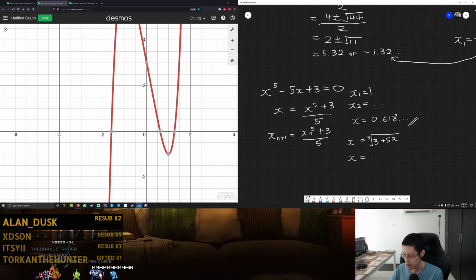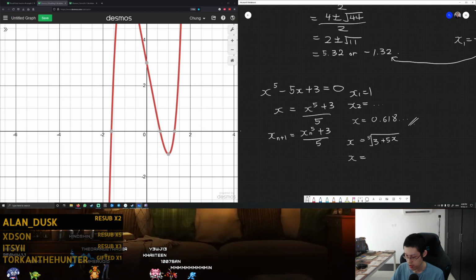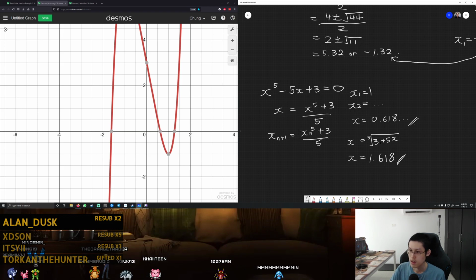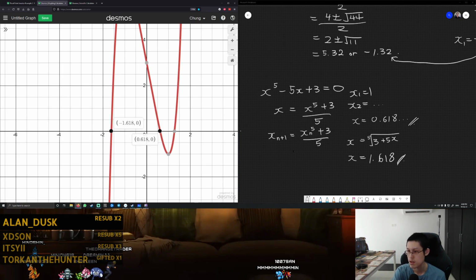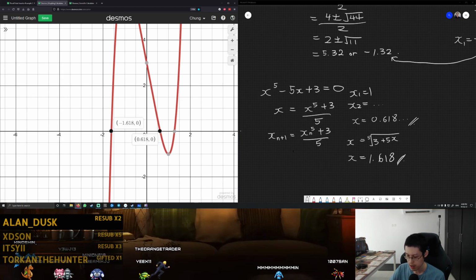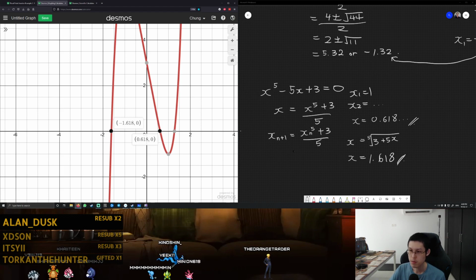5th root. Let's say 1 equals that. The 5th root of 3 plus 5 times the answer. Okay, so this would actually give me 1.618, which is the golden ratio. So we have actually found this root, and we have found this root. Wait a minute. Why is it negative? Did I miss a plus minus?